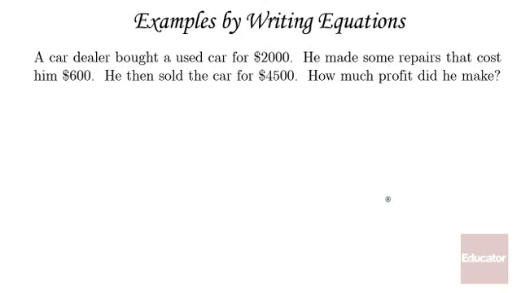A car dealer bought a used car for $2,000. He made some repairs that cost him $600. He then sold the car for $4,500. How much profit did he make? So this car dealer found an old car and bought it for $2,000. So he's spent $2,000 at this point.